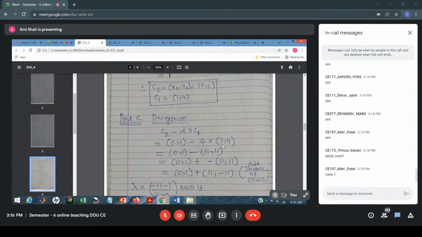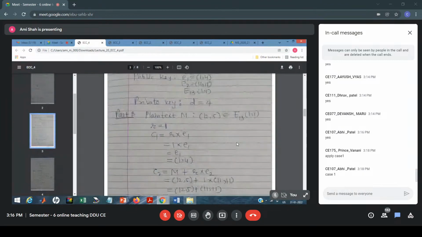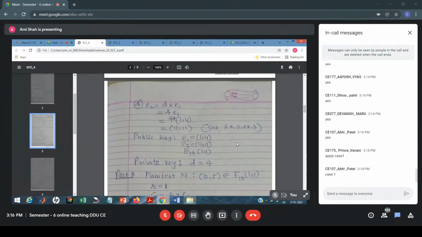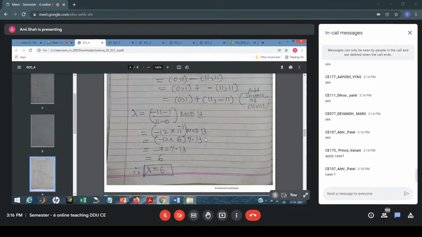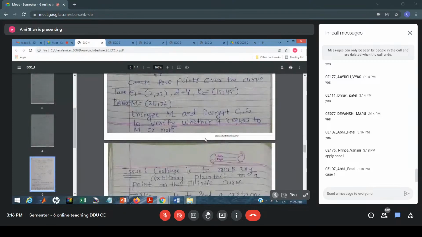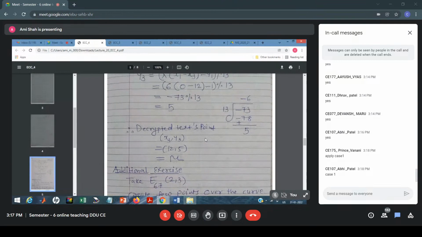Now after that, all of you know which type of formula this is. This is a sum of points, and here 4 is multiplied with a point. I have already calculated that if the elliptic curve is E13(1,1) and the point is (1, 4), then for 4P the value I am getting is (11, 11).